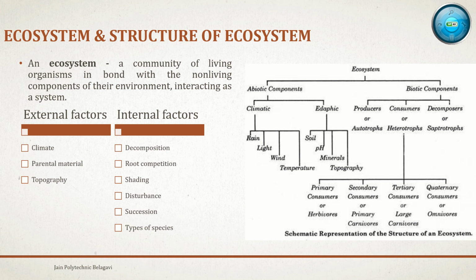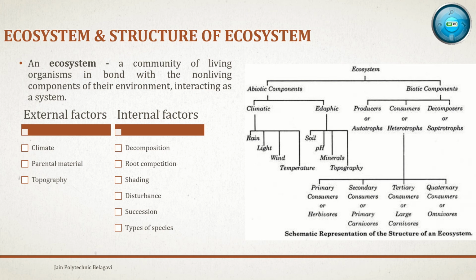Primary consumers, which are also known as herbivores. These are mainly the animals or the consumers which are dependent on the producers. And the secondary consumers are primary carnivores. These are the consumers or the animals which are very dependent on the primary consumers. Sometimes they will be dependent on these producers too.